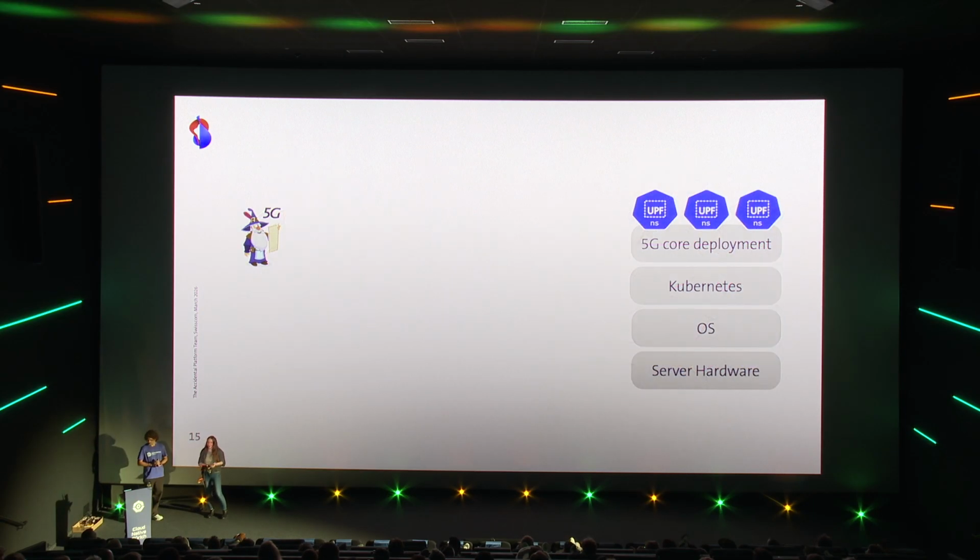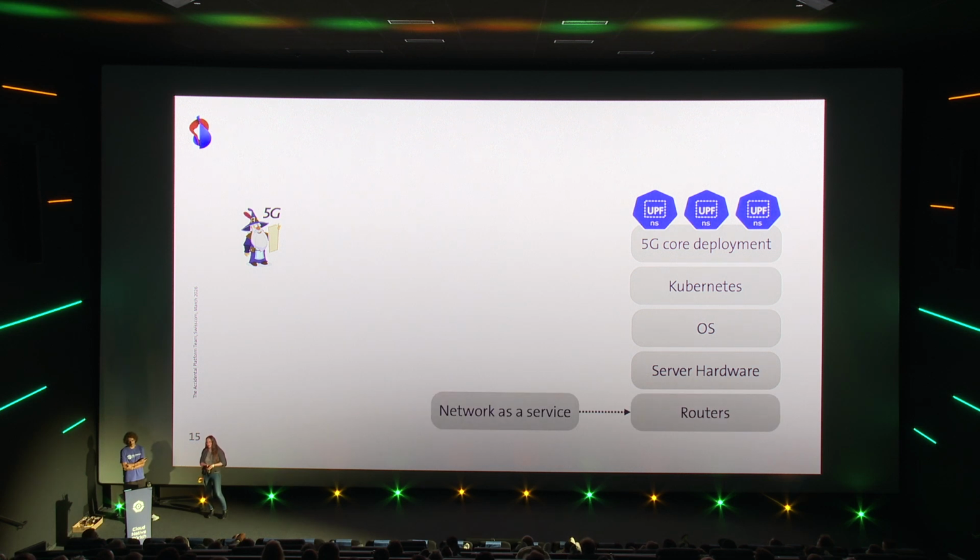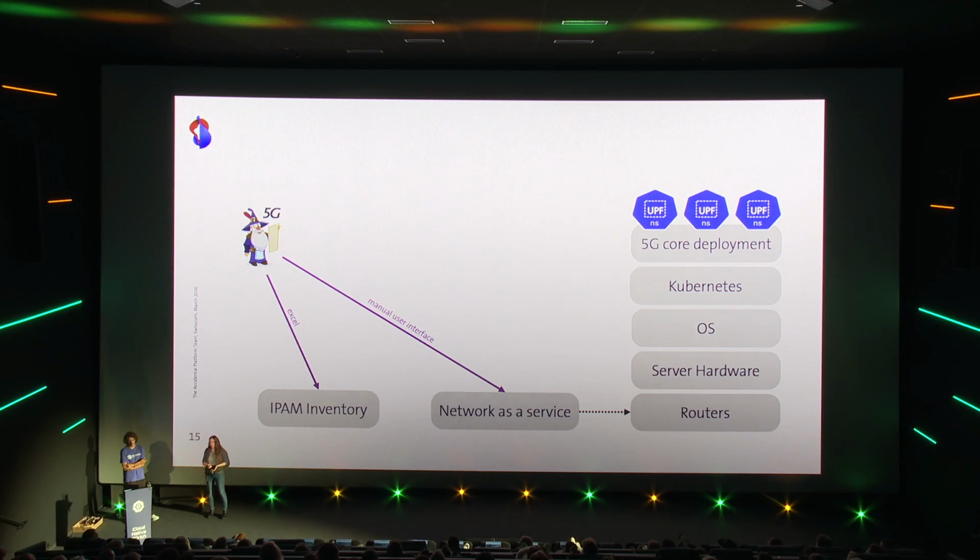So let's look at the traditional way again. Imagine a 5G engineer would like to deploy a new network. He needs to configure the router. He does this through this network-as-a-service tool. And in advance, he reserves the IPs in the IPAM inventory. For this, he uses Excel, a manual UI, and then netconf to configure the 5G core deployments. So it's a lot of different tools.